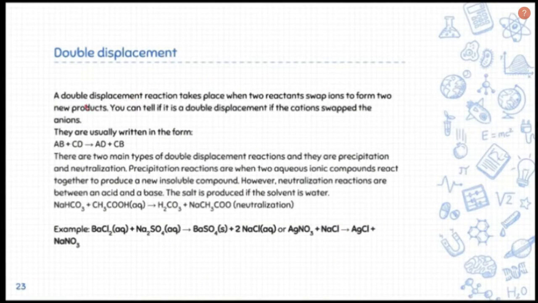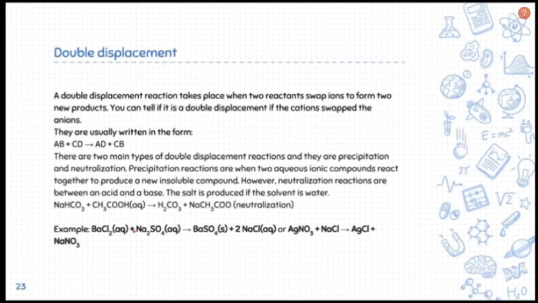Double displacement. A double displacement reaction takes place when two reactants swap ions to form two new products. You can tell if it's a double displacement if the cation swapped with the anion. They are written in the form AB plus CD yields AD plus CB. There are two main types of double displacement reactions, and they are precipitation and neutralization. Precipitation is when two liquids create a solid, and neutralization is between an acid and a base. A salt is produced if the solvent is water.